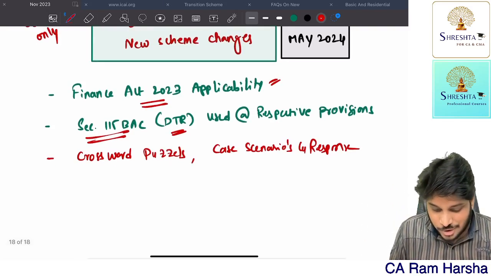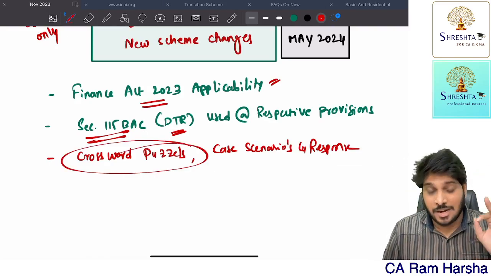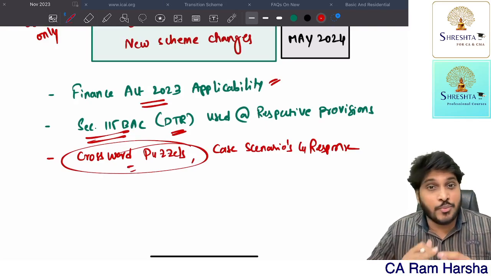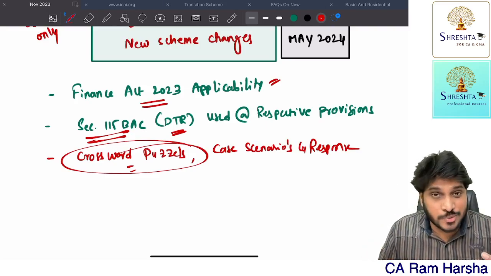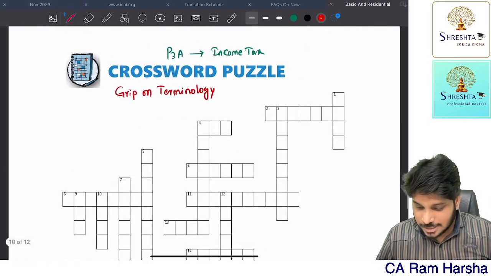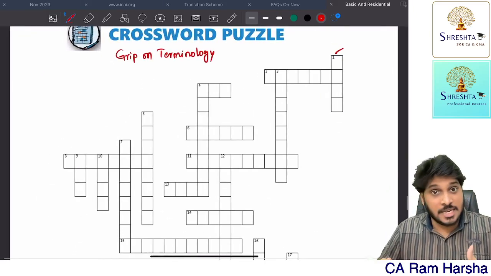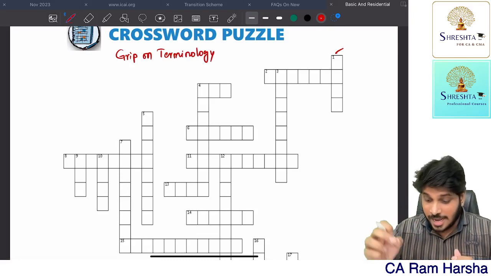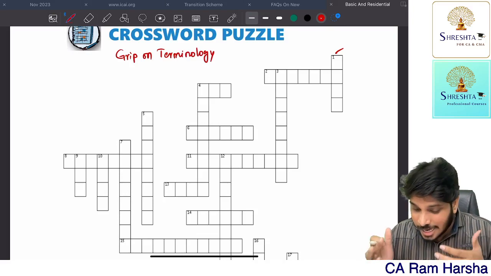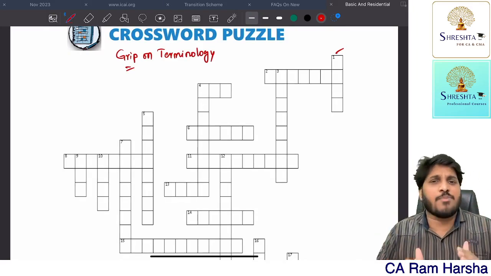Next, a new concept which is brought only in income tax, not even in GST or other subjects. They have brought a new way of learning, a new way of making the student interested in the subject: the crossword puzzle. I'll show you what a crossword puzzle is. Like earlier, you might have seen this kind where you need to fill in. They give a clue, and based on that clue you need to find the word and fill the entire puzzle. You might have solved these in newspapers earlier. Now they have brought it within the subject. This will tremendously improve your grip on the terminology.